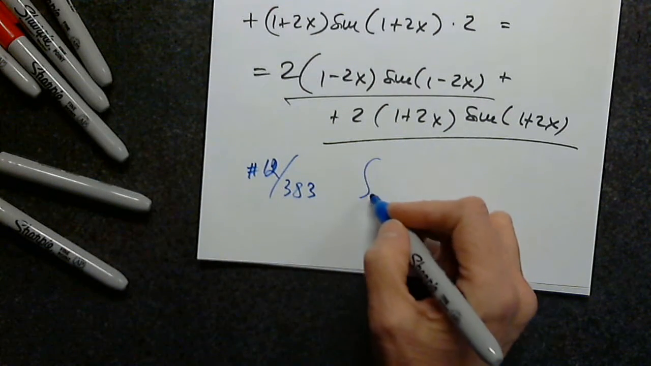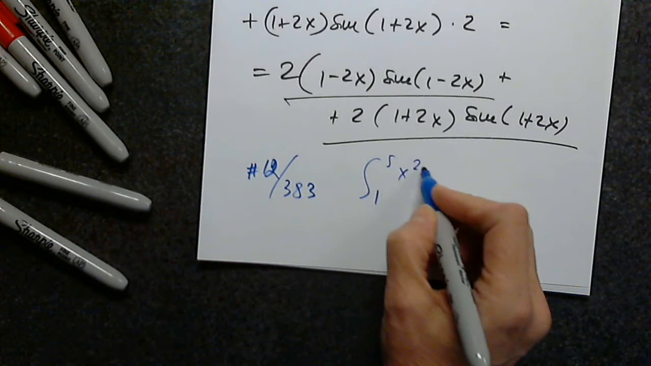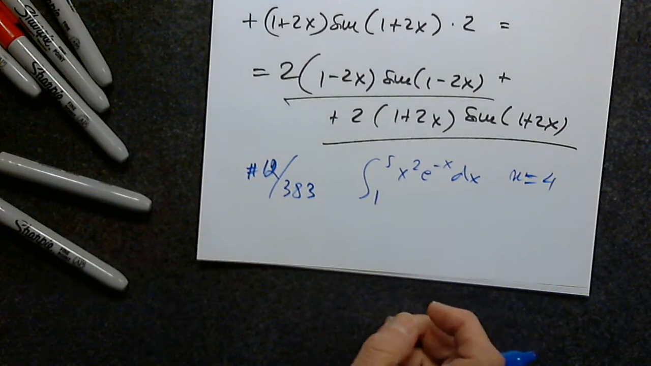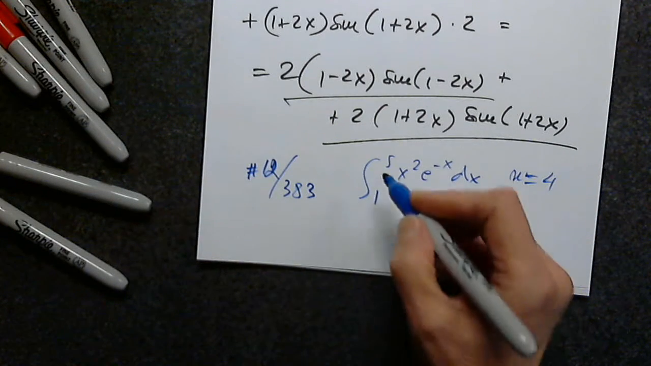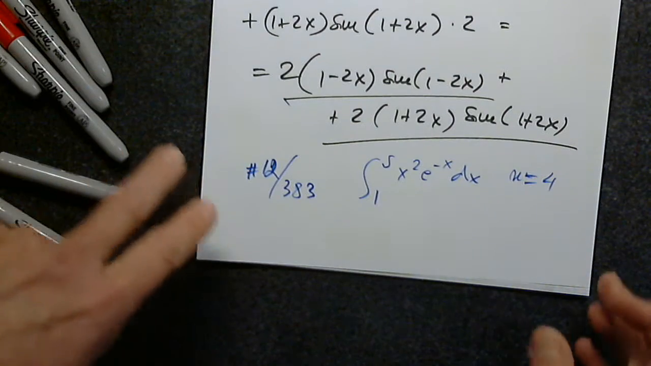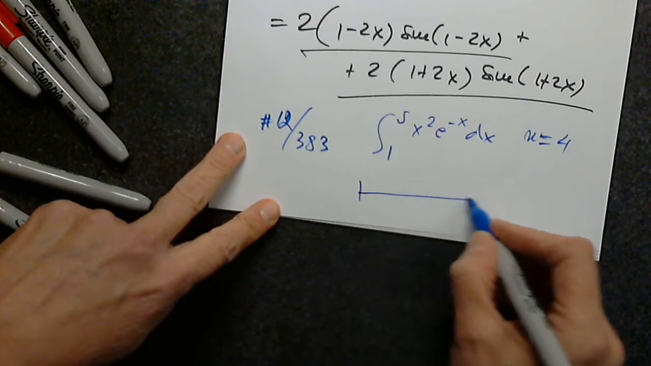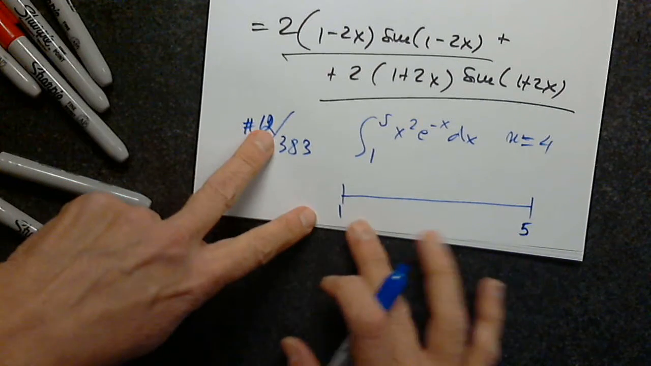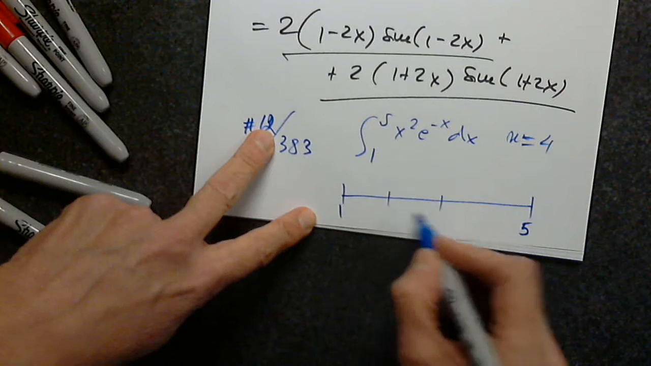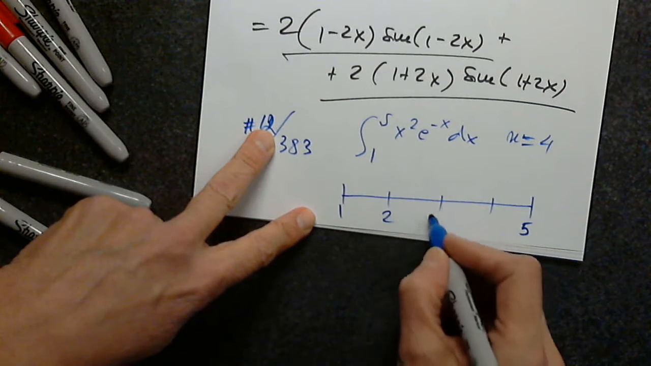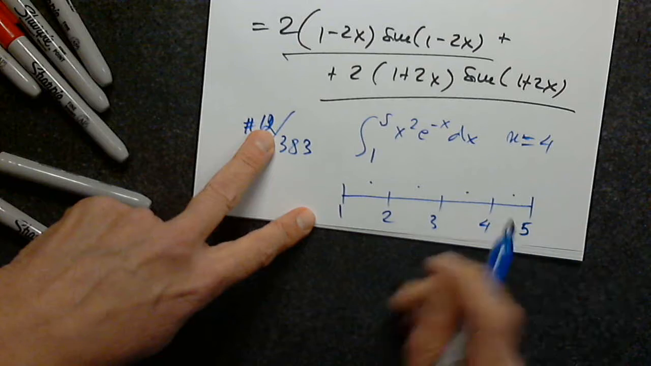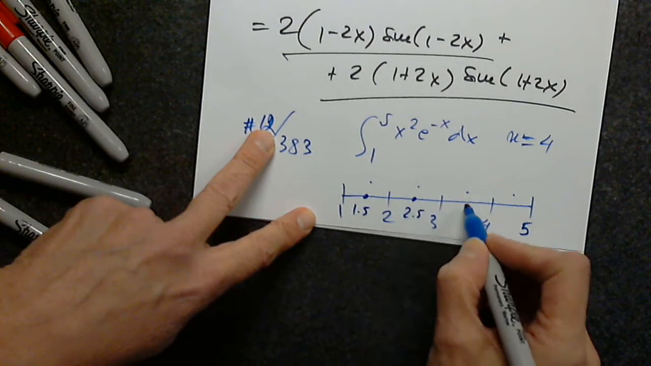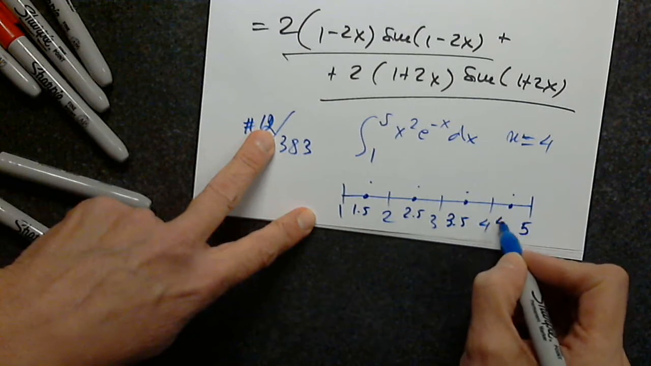Okay, so this is the integral from 1 to 5, x squared e to negative x dx. And we are given 4 subintervals. Did I copy it correctly? Yeah. Good. So here's my interval. 1, 2, 3, 4 subintervals. The midpoint here is 1.5. The midpoint here is 2.5. The midpoint here is 3.5. The midpoint here is 4.5.